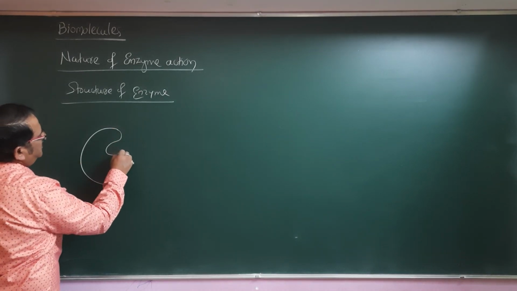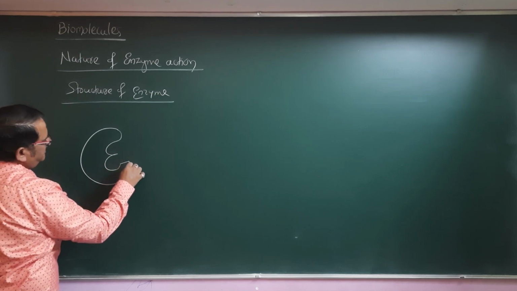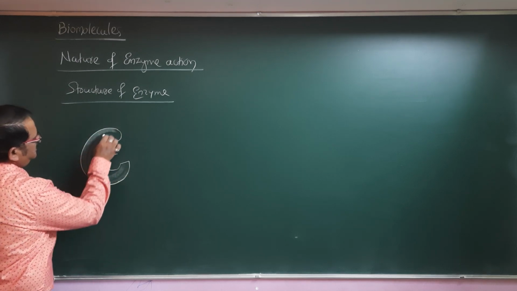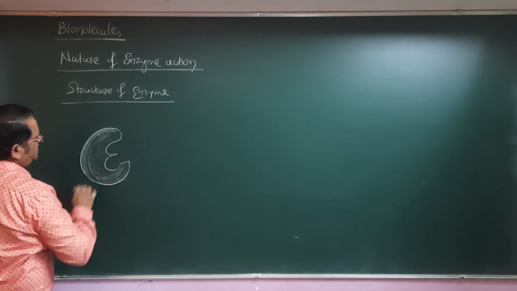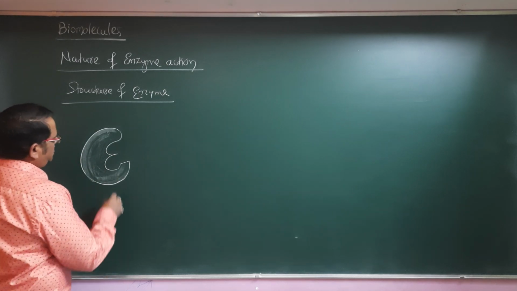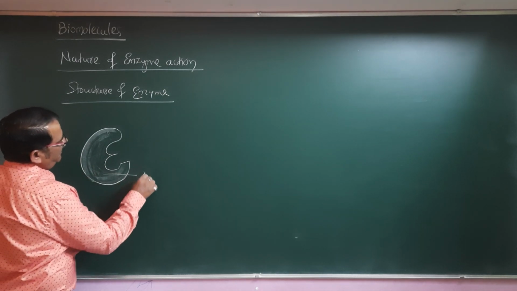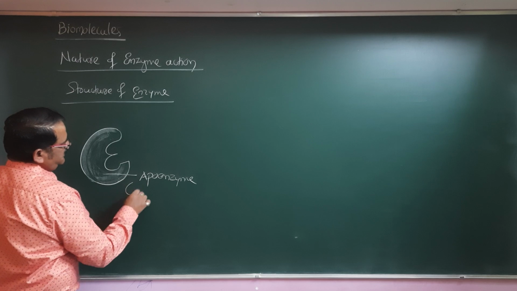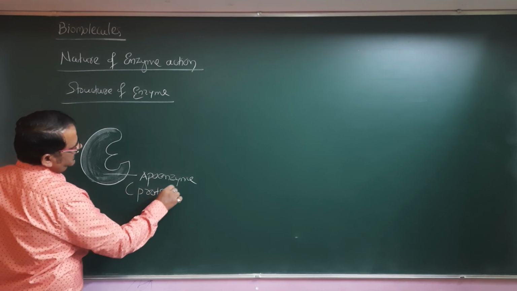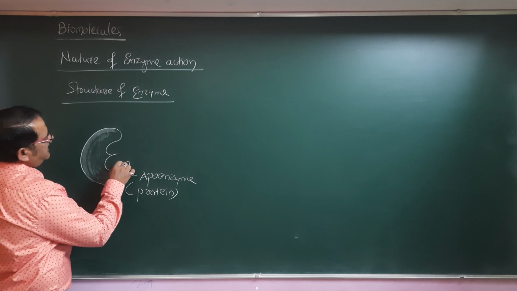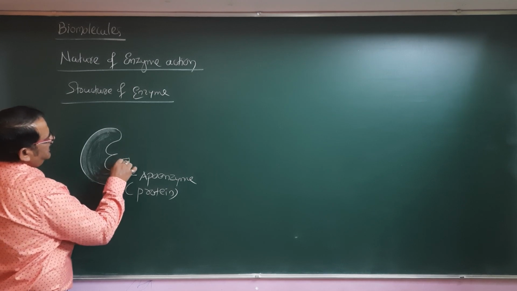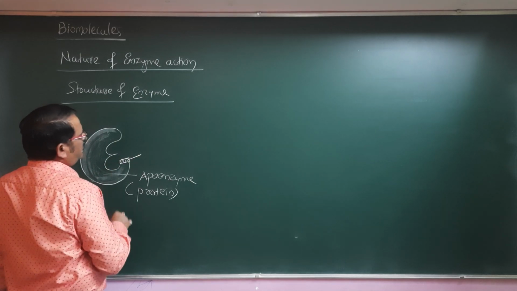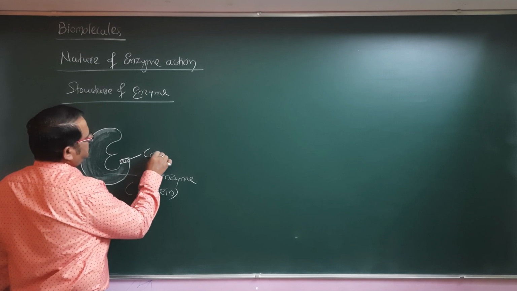So I am going to draw an enzyme here. This whole structure is protein. This protein part is called the apoenzyme, which is the protein part. It has another part, which can be a prosthetic group. We call it mainly the cofactor.